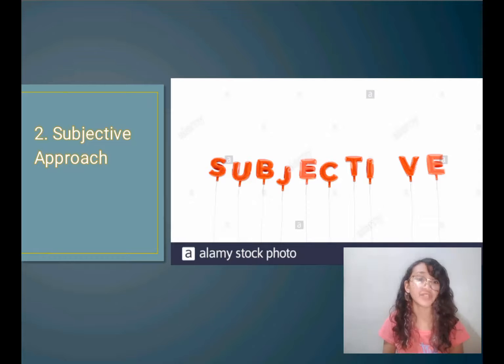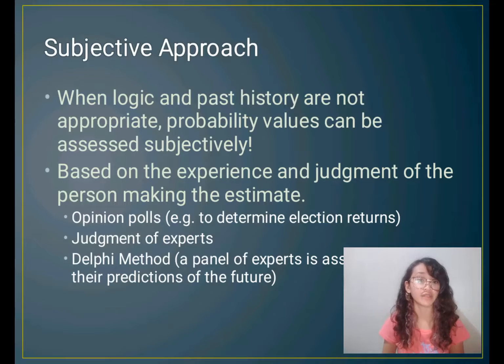There are several methods for making subjective probability assessments. Opinion polls can be used to help in determining subjective probabilities for possible election returns and potential political candidates. In some cases, experience and judgment must be used in making subjective assessments of probability values. For example, a production manager might believe that the probability of manufacturing a new product without a single defect is 0.85. The Delphi method is a panel of experts assembled to make their predictions of the future.